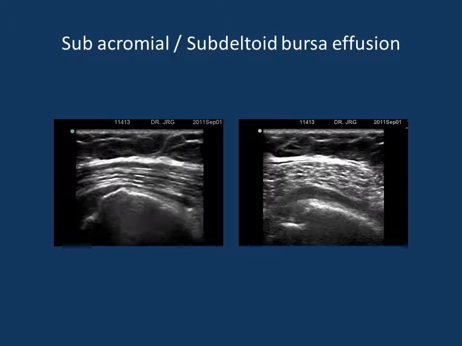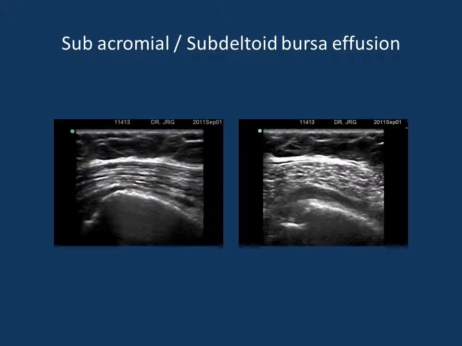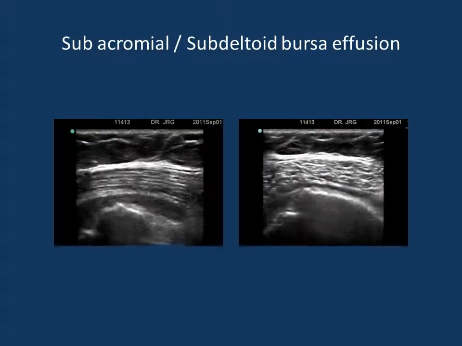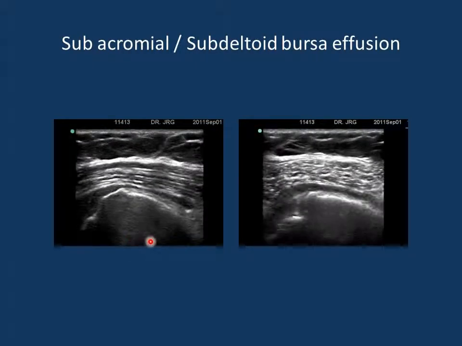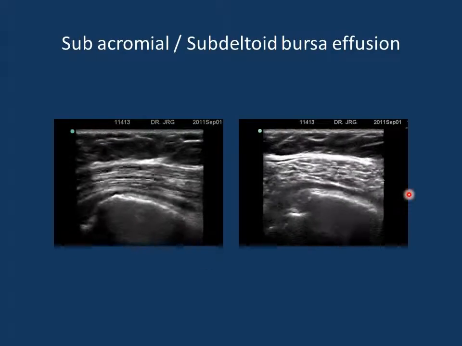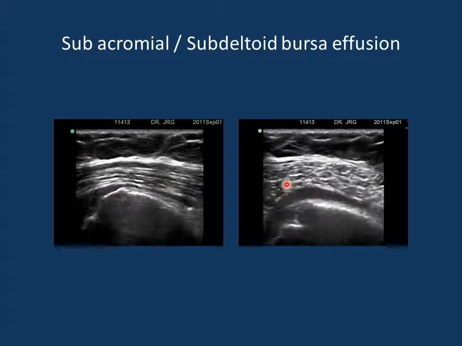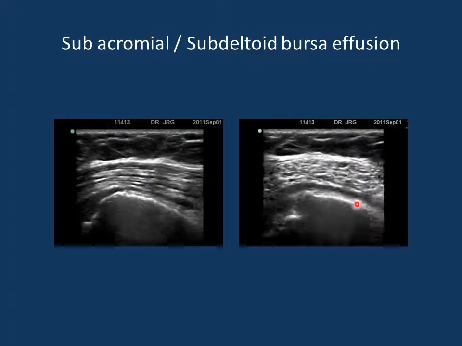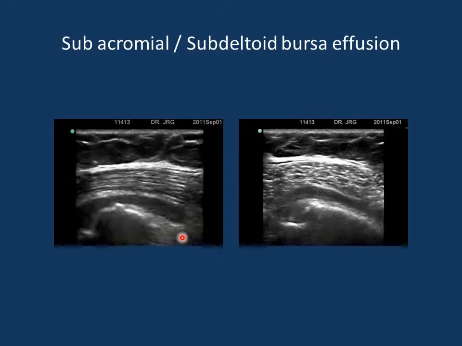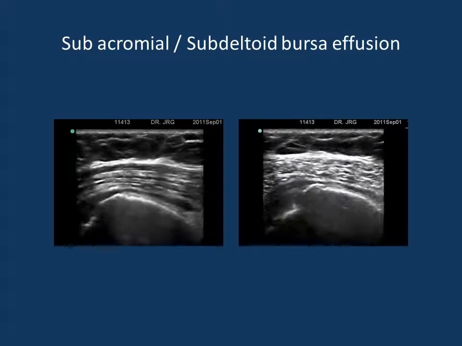Here's another example of the subacromial subdeltoid bursa. This is demonstrating the compressibility of the fluid in the bursa. In these two scans, one is the long axis scan and here is the short axis scan. You can recognize these pictures from the orientation of the deltoid fibers, and it's showing you that here is your subacromial subdeltoid bursa, which is compressible with the transducer, indicative of fluid in the bursa.